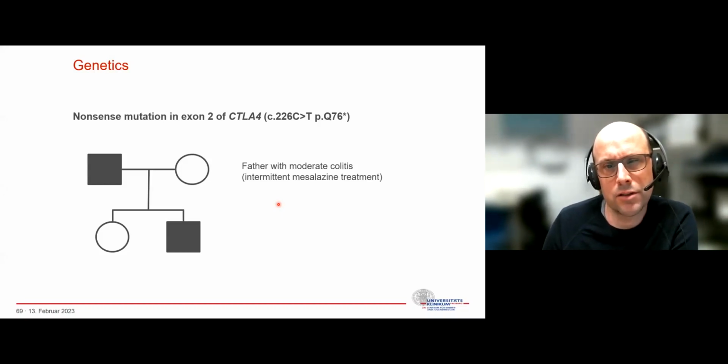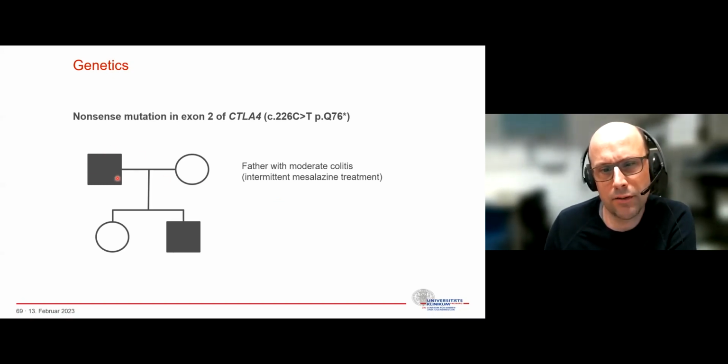Genetics identified a nonsense mutation in exon 2 in CTLA4, and we also identified that the father was a carrier of the very same mutation. However, the father was only very mildly affected. In the past, he was treated for moderate colitis intermittently with mesalazine. He didn't receive treatment at this time point. However, he also refused to undergo a further detailed immunological and clinical workup.